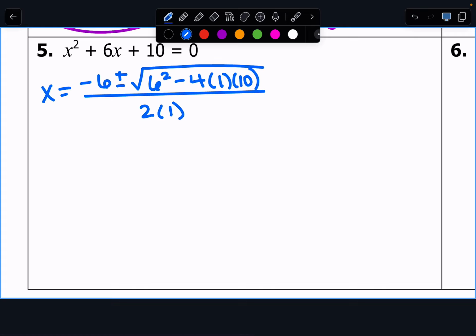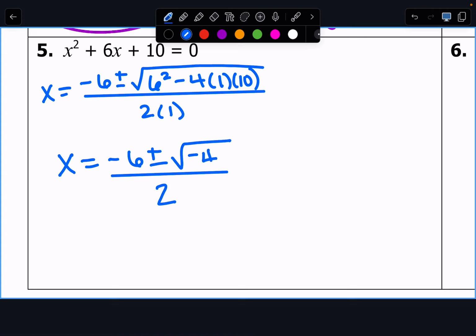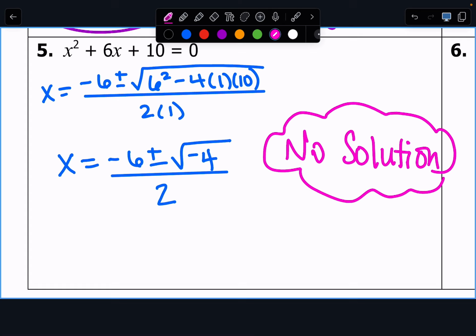Oh no! What's happening? We got a situation, don't we? A radical with negative 4 underneath. What'd you say, Lydia? That can't happen. Isn't it imaginary? It is, but we don't know imaginary. There's no solution. What does that mean?